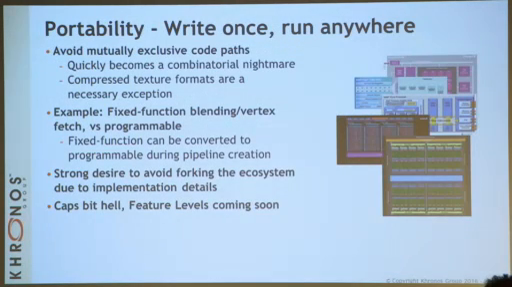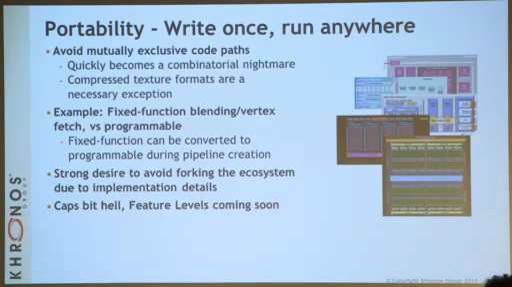So portability is obviously hugely important in Khronos. It should be possible to write a Vulkan application that can run on a wide variety of hardware, and moreover, it should be possible to write a single code path that can run efficiently on all that hardware. So it's really important to avoid mutually exclusive code paths. And a couple examples of where that came up.